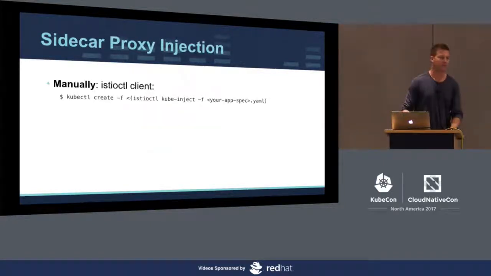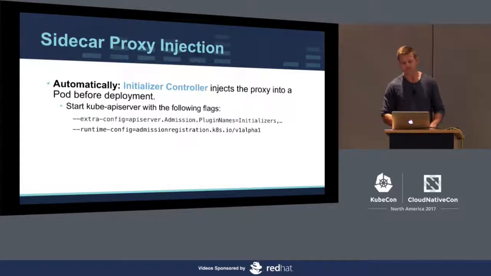So if you've been to any of the Istio sessions, you know that this Envoy proxy gets deployed with every pod within your cluster, right? So to do that, you can either do a manual injection of that pod. This is an example that actually creates the necessary resources within your manifest on the fly, right? So another option is to use an initializer.